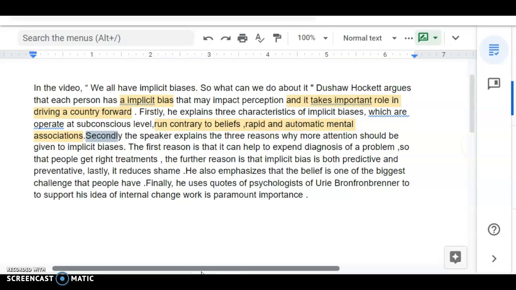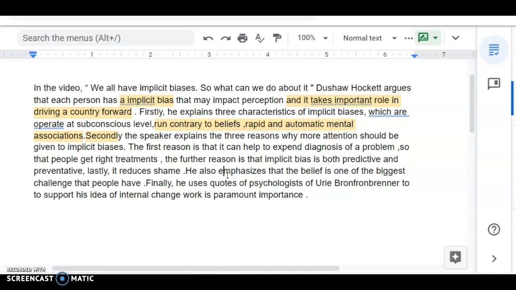Having discussed the three characteristics, the speaker goes on to explain three reasons why blah blah blah. And like I said, this is a good sentence. The first reason, then you go for another first, second, third. First reason is that it, again, plural is better here.